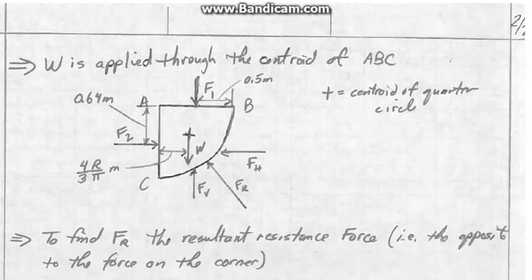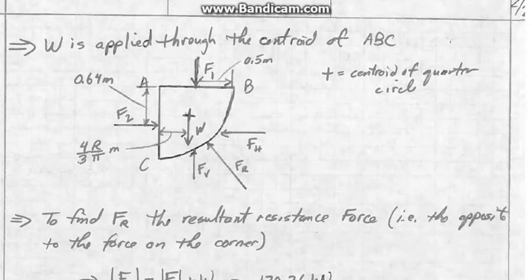So the weight is going to be applied through the centroid straight down. We know that. Force 1 is in the middle, right here. Weight here through the centroid of the shape. And F2 we just figured out is going to be just a little bit below the center, 0.64 down from the surface, from the AB surface. So that's where our vectors are being applied.